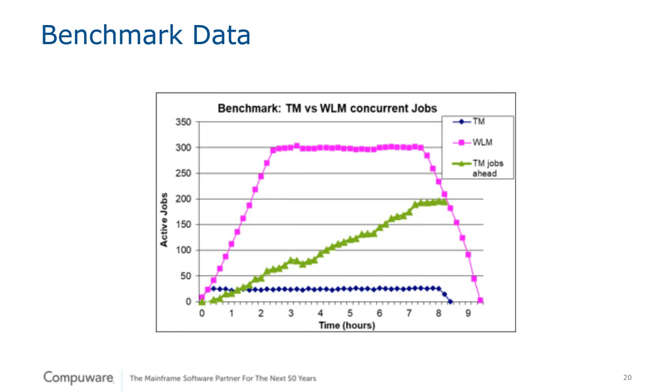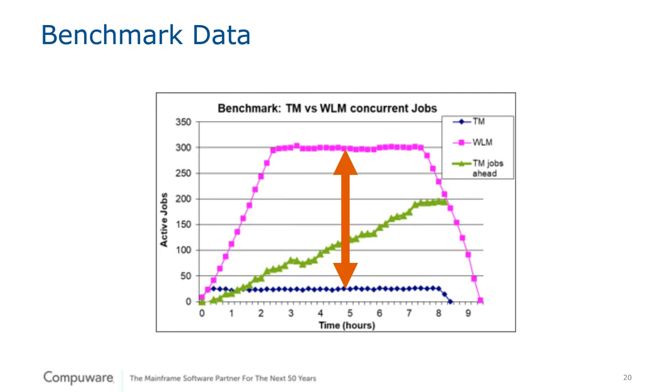We conducted a controlled experiment comparing WLM-controlled initiators to Throughput Manager service-level initiators. We ran identical workloads, a variety of job types, real work, on the same otherwise empty system. WLM first, then SLM. 1,000 jobs in each test. Here you can see the difference in behavior and the results.